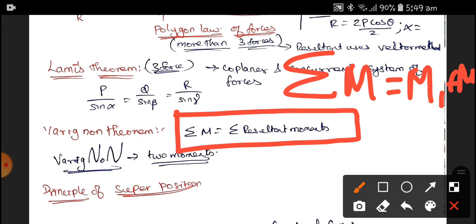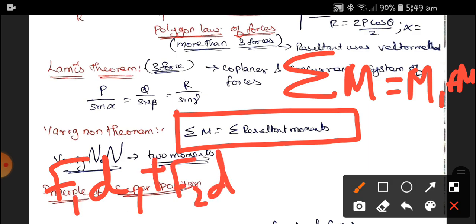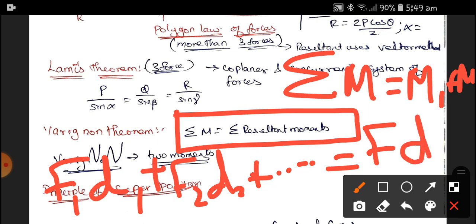The sum of individual moments caused by the individual forces acting on a rigid body is equal to the moment created by the resultant force acting on the same body at a particular point. Both are equal. That is, moment is equal to force into perpendicular distance, say F1 into d1 plus F2 into d2, and it goes on, which is equal to the resultant force into its distance. So this is what Varignon's theorem indicates.